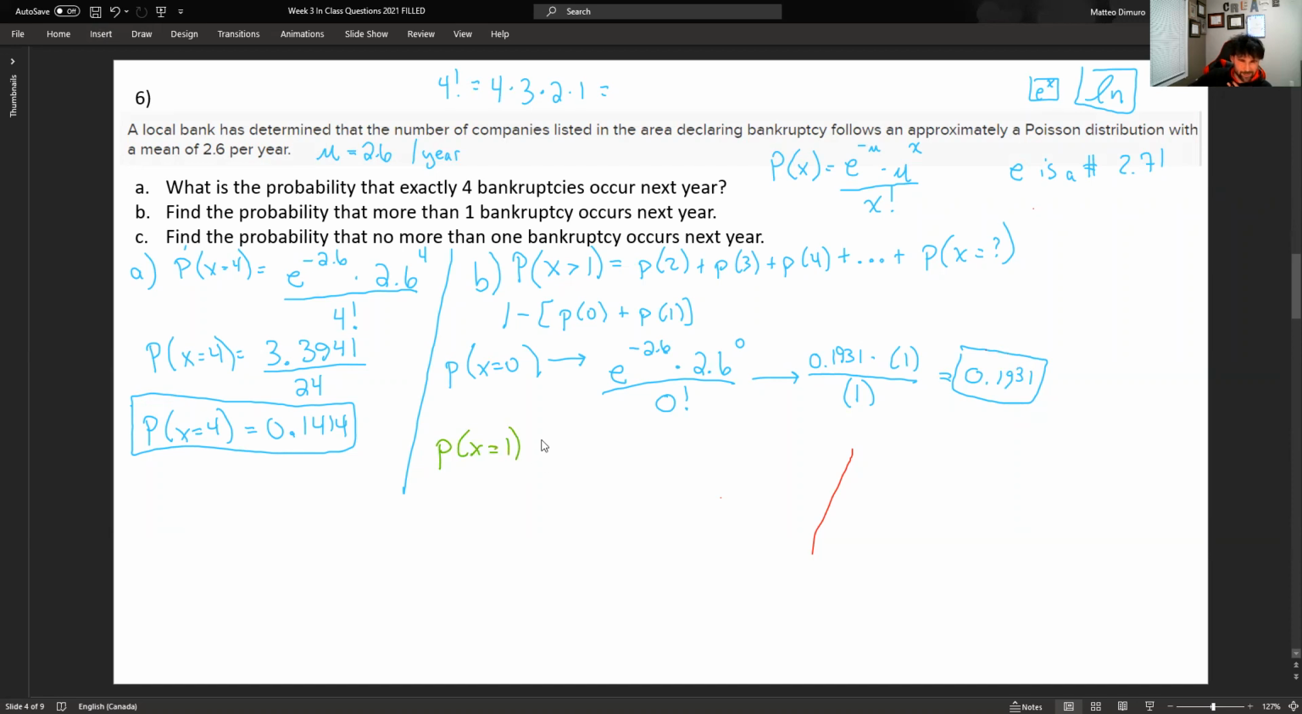It's totally fine. Okay, let's do X equals 1 here. So same procedure. It's e to the power of negative 2.6 times 2.6 raised to the power of X, or raised to the power of 1, divided by 1 factorial. Now 1 factorial is just 1, and 2.6 raised to the power of 1 is 2.6. So I didn't really show a lot of work for this one.